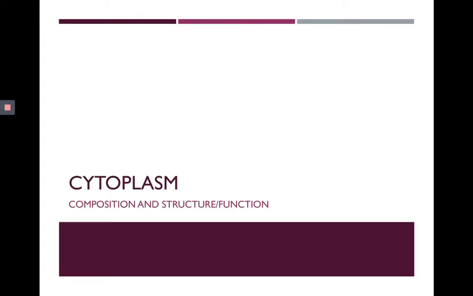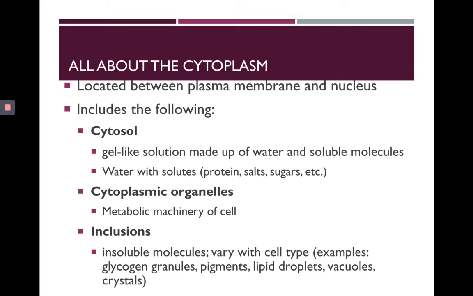Alright, so that kind of ends our plasma membrane talk. We can't forget about the plasma membrane. It's a vital part to the cell. The next part of our basic cell was the cytoplasm. So next, let's look at its composition and its structure and, of course, its function.